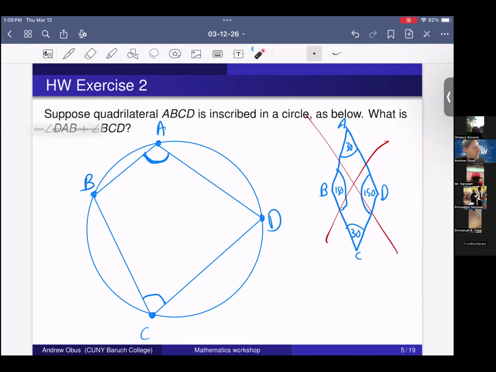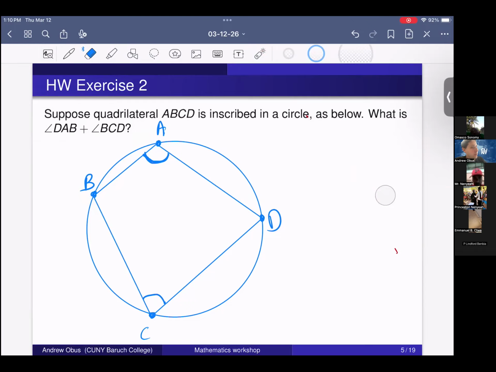Well, what kind of angle is DAB in this circle? What kind of angle is it? I'm going to erase this, so I have a little space. So what kind of angle is DAB? We have a name for this kind of angle, right? Angle DAB is, what is it? Yeah, it's an inscribed angle, right?